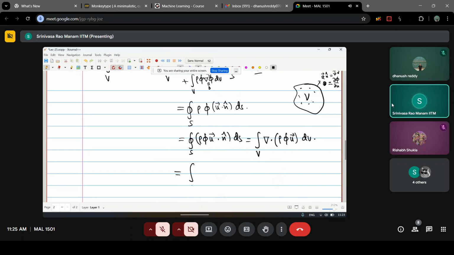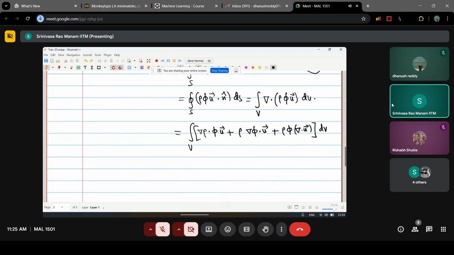So if you write it, let me write it. This is del dot, it is not rho, no. So this is simply del rho. Del rho dot phi into u bar. That is one term. Next one, rho into del phi dot u bar. That's another term. Plus the last one, rho into phi into del dot u, this whole thing into dV, the volume.